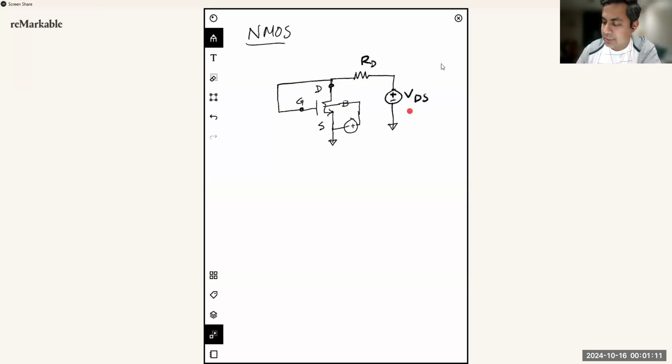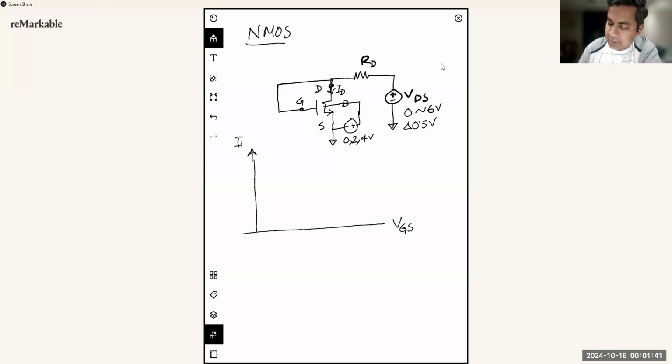And now we are going to do the same sweep, 0 to 6 volt with a delta of 0.5 volts. And for VBS, we are going to apply 0, 2, and 4 volts. And then measure the IDS current with respect to the voltage VDS or VGS. So if you plot VGS and IDS for different VBS biasing, what you see is provided in your handout.